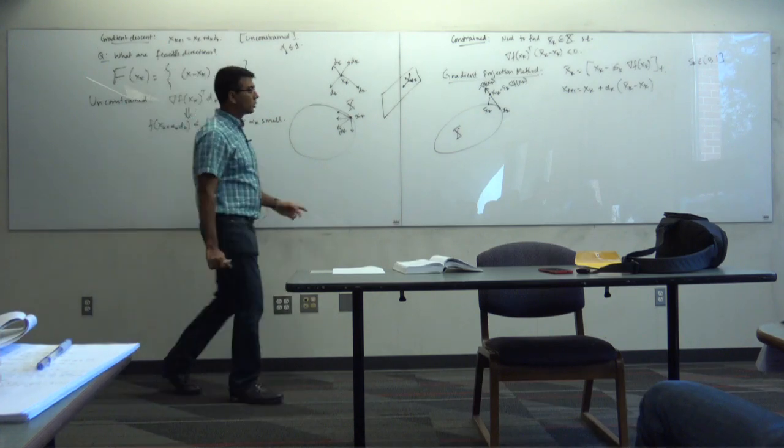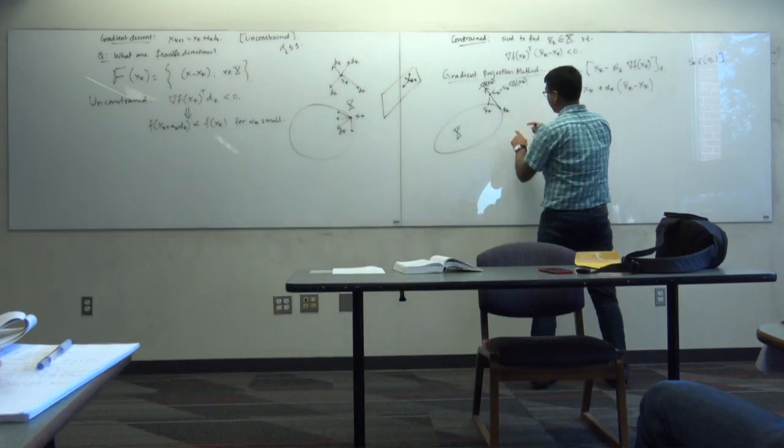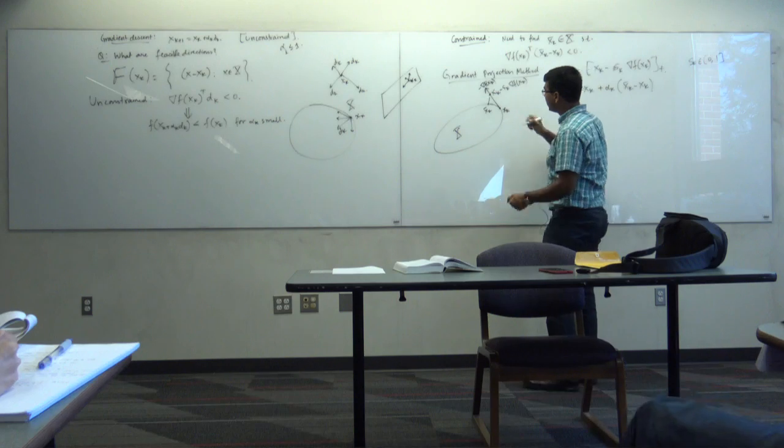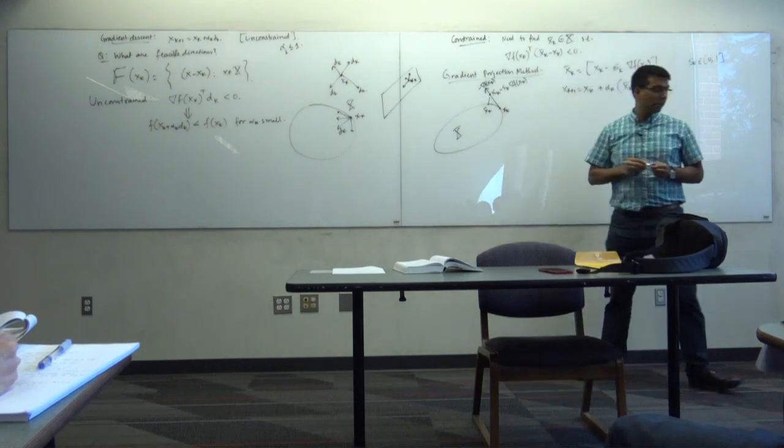Okay. So what you are doing is, you start at xk, you go in the direction of negative gradient f at xk, and then you project, and then you move in this direction.